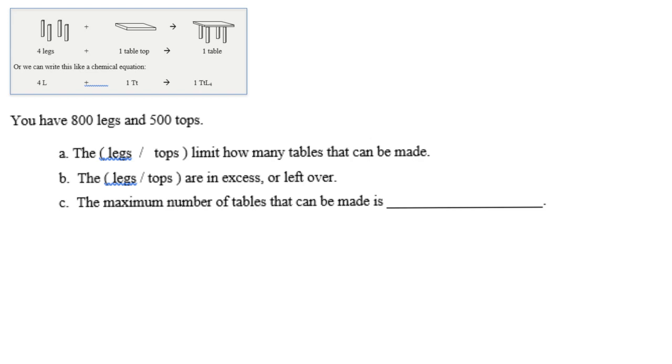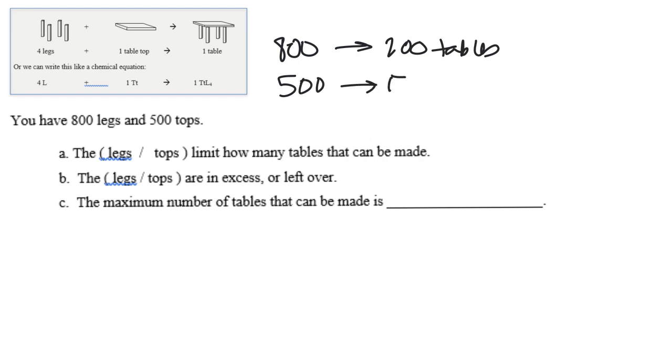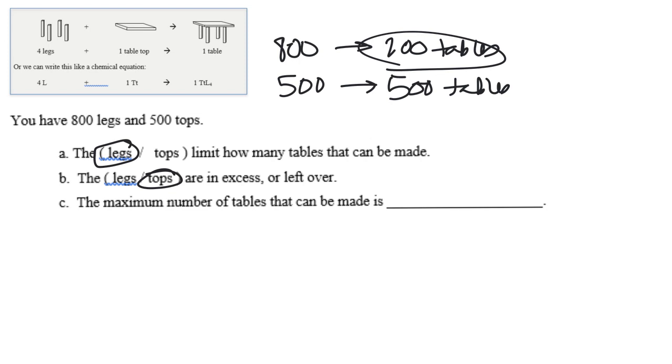So if we're looking at the table example, let's say we have 800 legs. From 800 legs, we can make 200 tables. If I have 500 tops, I can make 500 tables. Obviously, the least number is going to limit how many tables I can make. The maximum I can make is 200 tables, because if I try to make 201 tables, I don't have any more legs. So the legs limit how many tables can be made. The tops are in excess, left over.